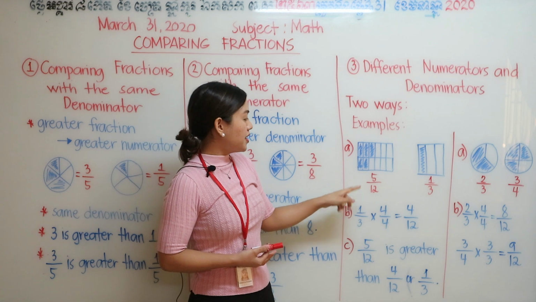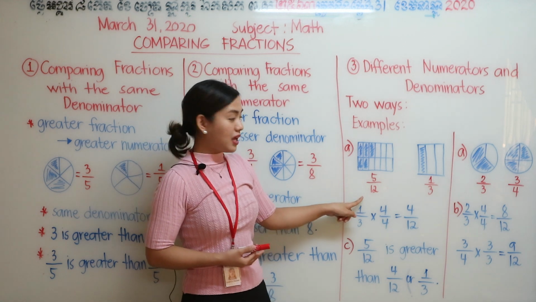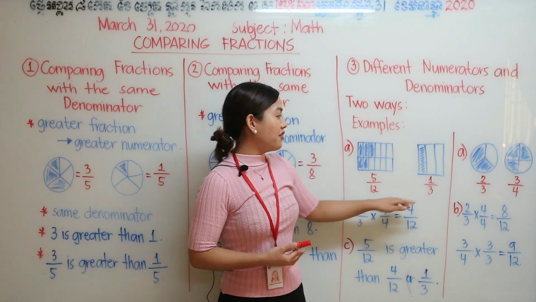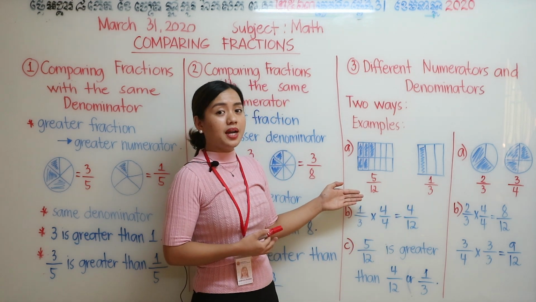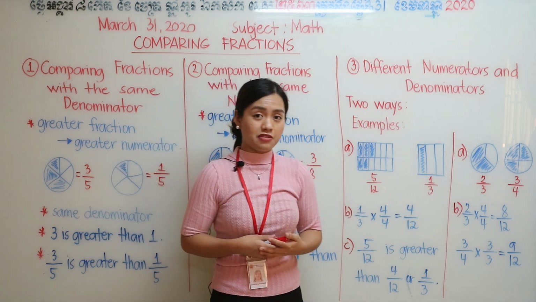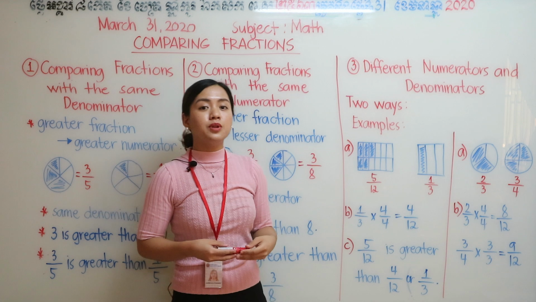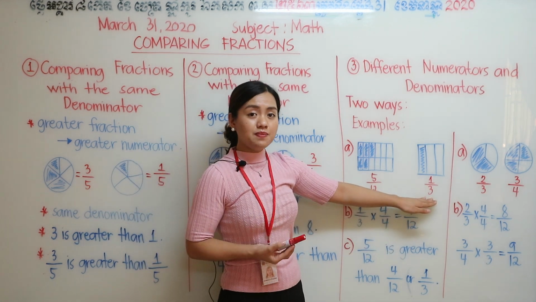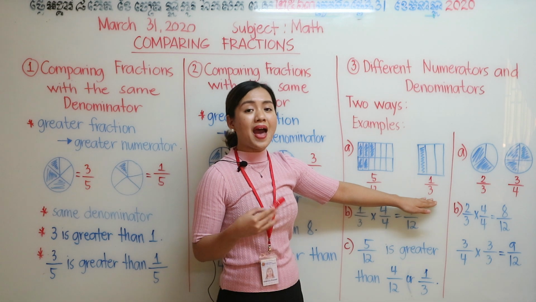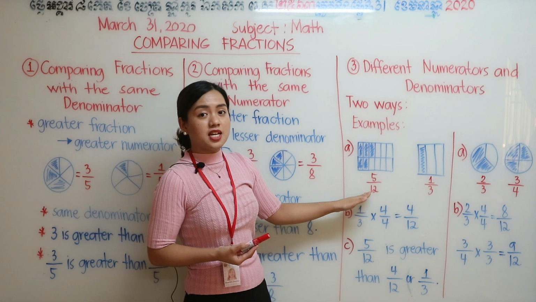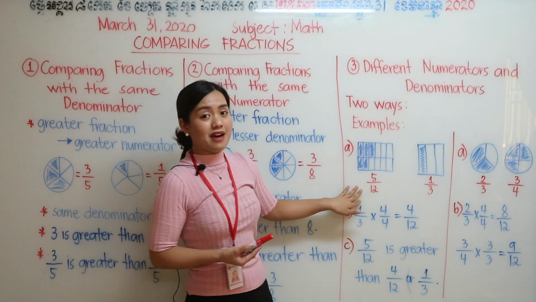So we have 5/12, and we also have here 1/3. Now, if we are going to compare these, we have to make sure that they have the same denominator first. So we can actually multiply one fraction by a number in order for us to have the same denominator as the other fraction that we have in here.